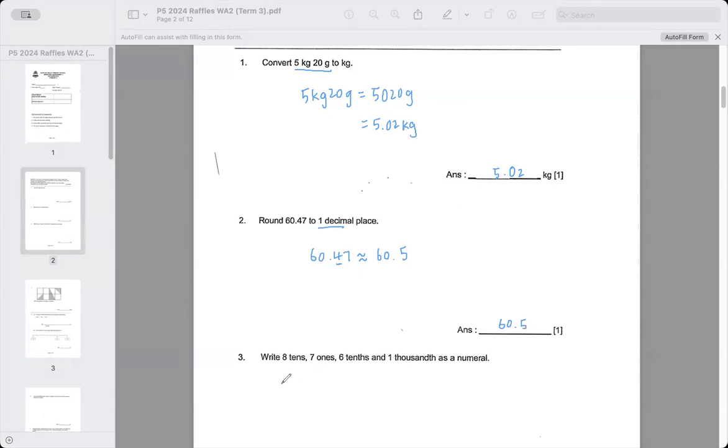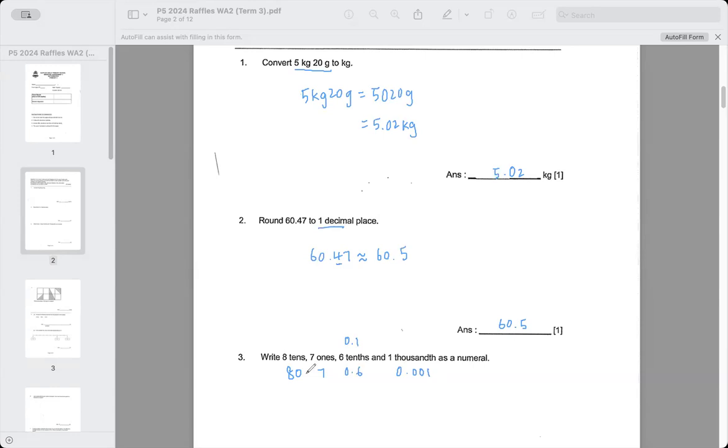Okay, question 3, write 8 tenths, 7 ones, 6 tenths, and 1 thousandth as a numeral. So this one here, 8 tenths, it will just be 80. 7 ones is just 7. 6 tenths, 1/10 is 0.1, so 6 of it will be 0.6. And then 1 thousandth, it will be 0.001. Take note, it's 3 decimal places.